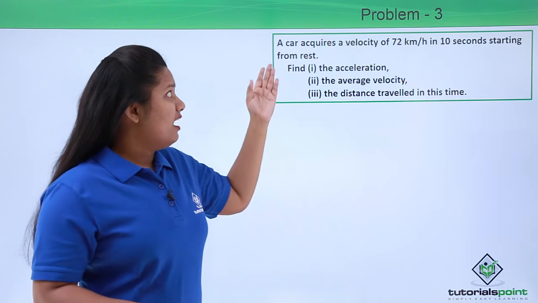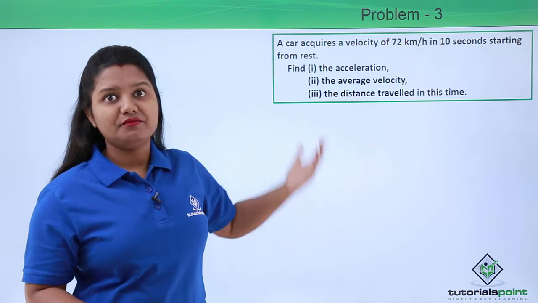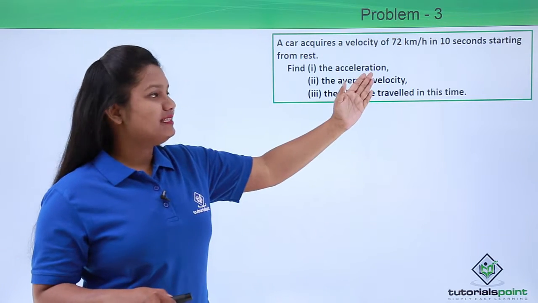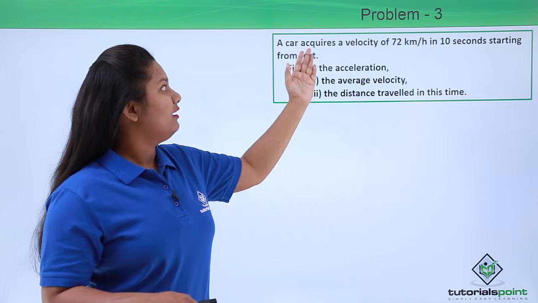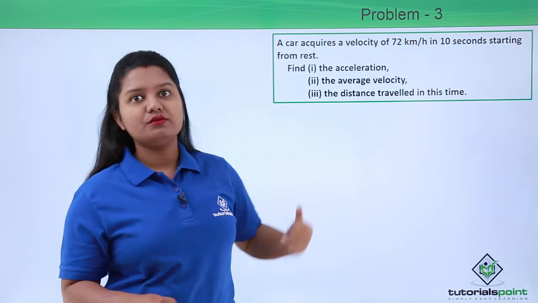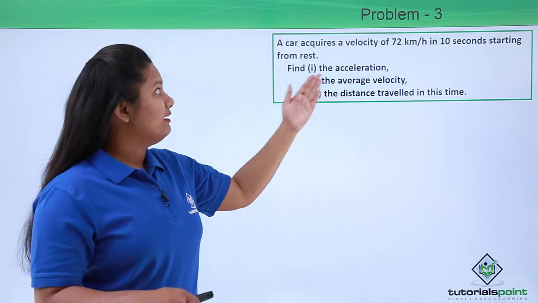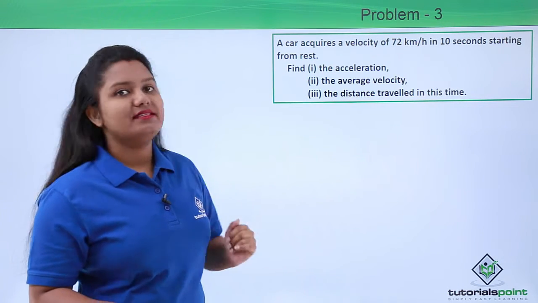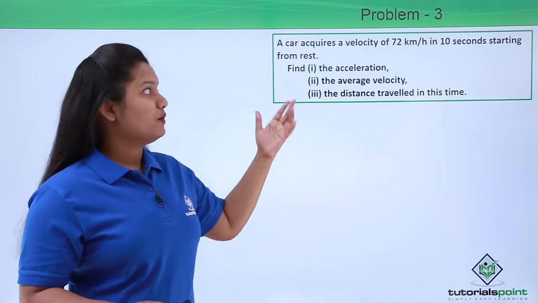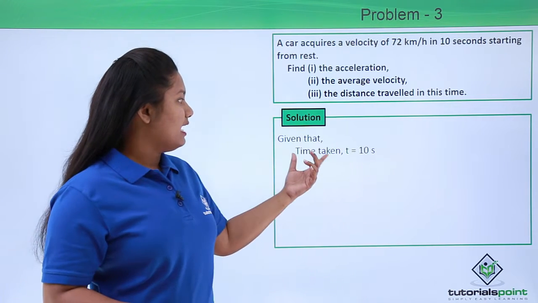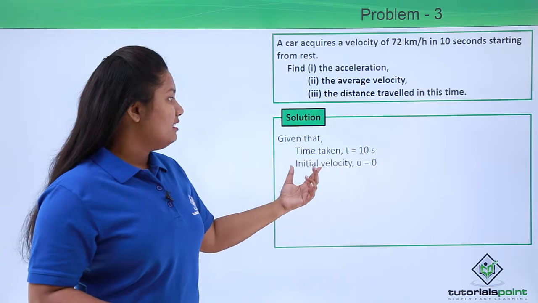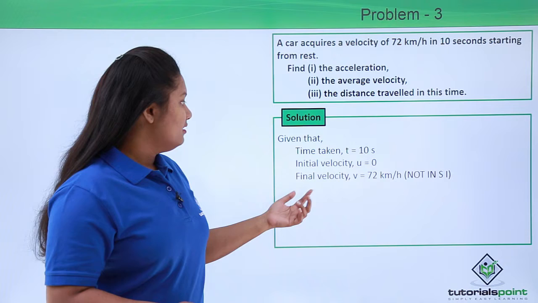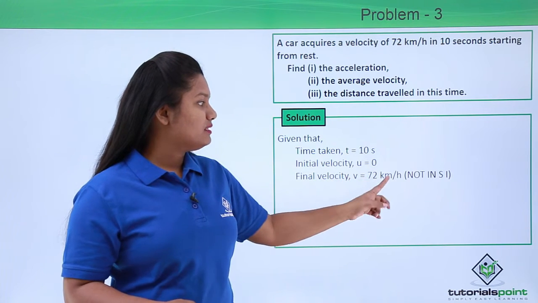So here a car has started from rest, which means its initial velocity is 0, and at the end of 10 seconds after the start it has attained a velocity of 72 kilometers per hour. So here the final velocity for us will be 72 kilometers per hour and the time taken will be 10 seconds. So let us note down whatever the question has provided us. Here the time taken is 10 seconds. The initial velocity u is 0 since it has started from rest, and the final velocity v equals 72 kilometers per hour.